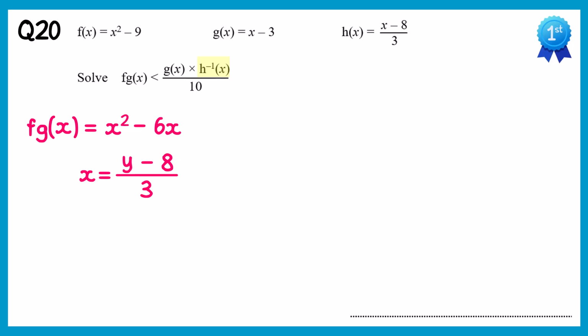We can do this by multiplying both sides by 3. On the left, x times 3 is 3x, and on the right, the 3 will cancel, so it's just y minus 8.